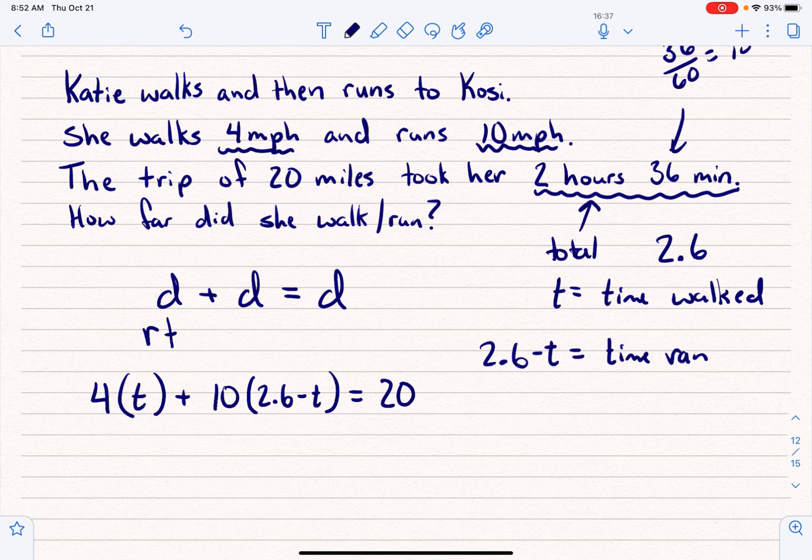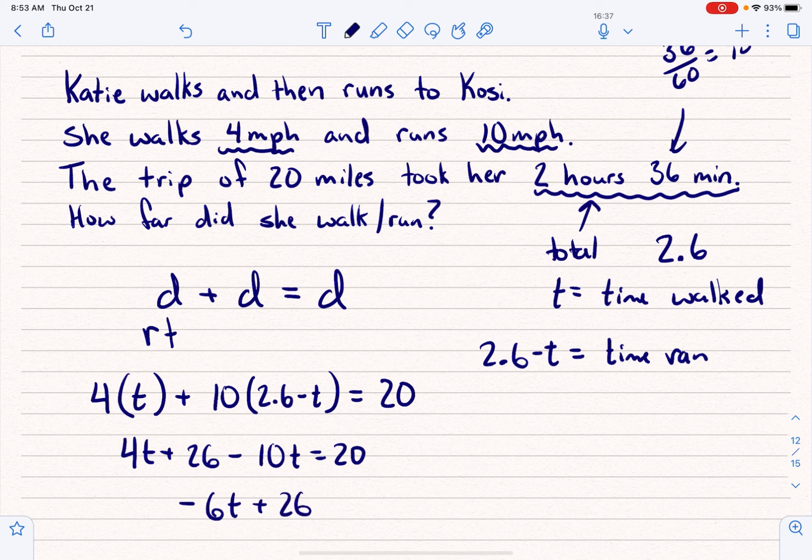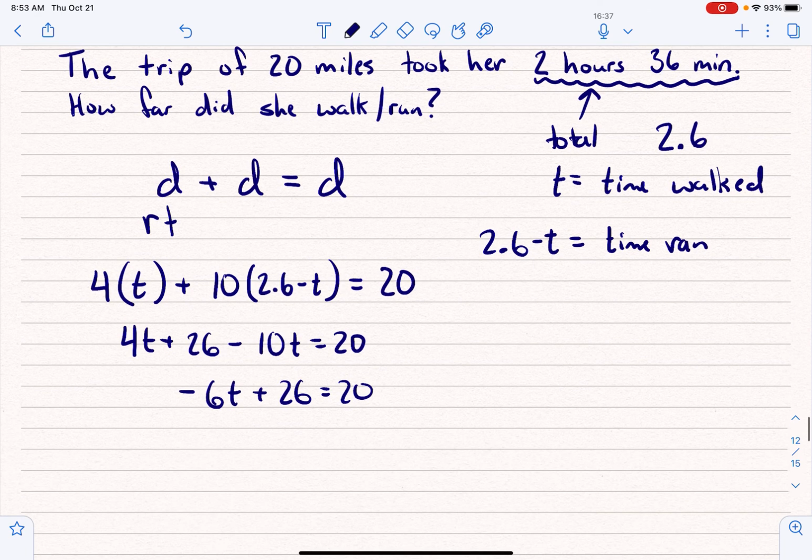Okay, super easy problem. This is our rate times time, which is a distance, plus rate times time, which is a distance, equals our distance. So we get 4t plus 2.6 times 10 is what? 26 minus 10t equals 20. So we combine like terms and you get negative 6t plus 26 equals 20. Simplify, subtract the 26 from both sides, you get negative 6t is equal to negative 6, so therefore t is equal to 1. That's pretty easy.